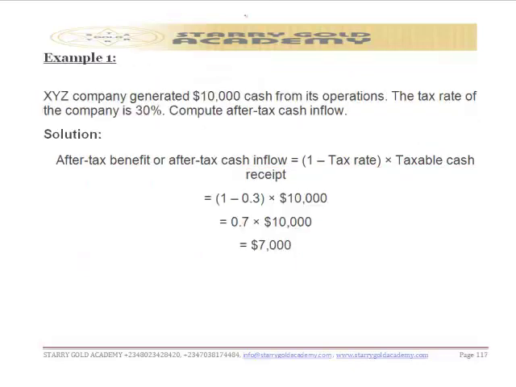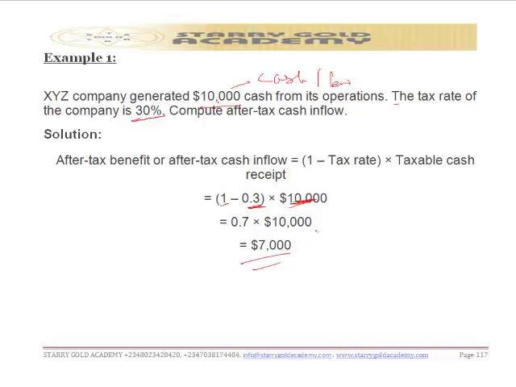For example, XYZ company generated 10,000 cash from its operation. This is ordinary cash flow. The tax rate on income is 30%. Compute the after tax benefit. You can see the cash flow is 10,000. The tax is 30%, 0.3, 1 minus 0.3. So we have what? We have 7,000 as our after tax benefit.